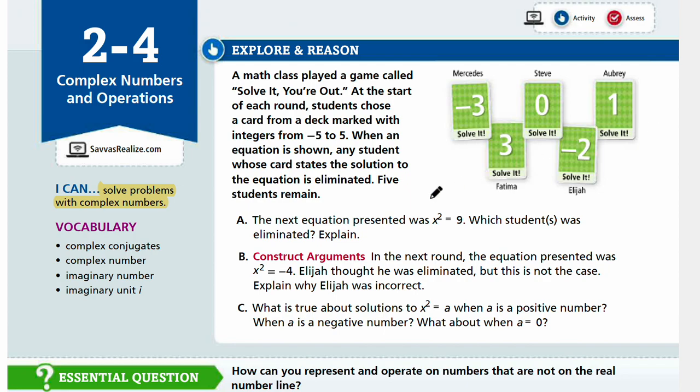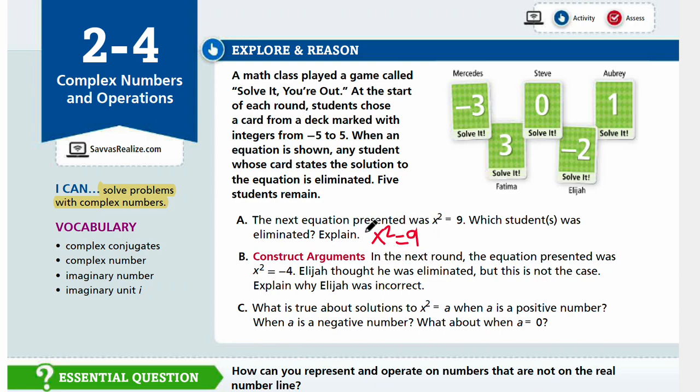The next equation presented was x squared equals 9. Which students were eliminated? So when an equation is shown, like x squared equals 9, any student whose card has the solution would be eliminated. Whoever survives will be the ones who do not have that solution. So the goal is not to be one of the solutions, right? So first of all, we want to figure out the solutions for x squared equals 9. It's simple, right? We have x squared equals 9.